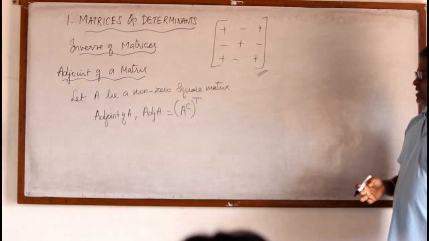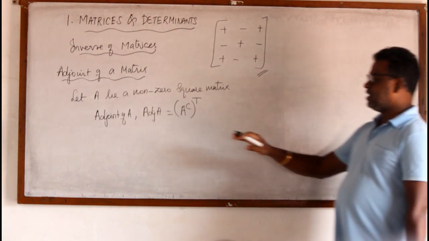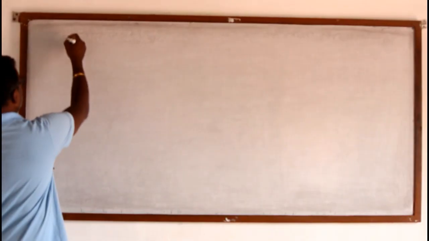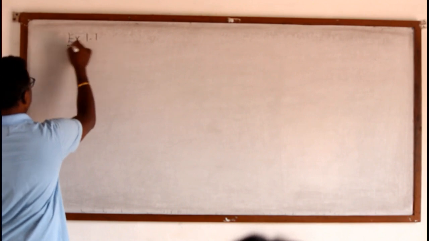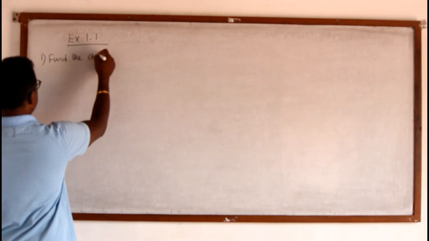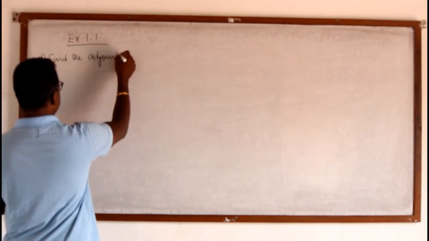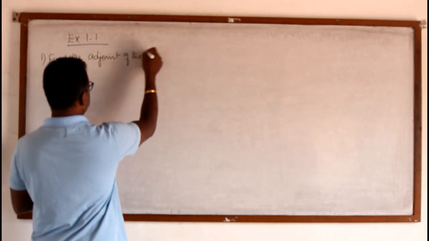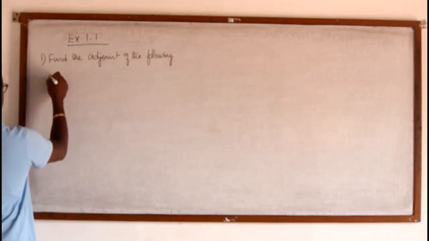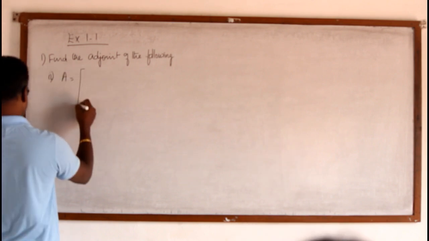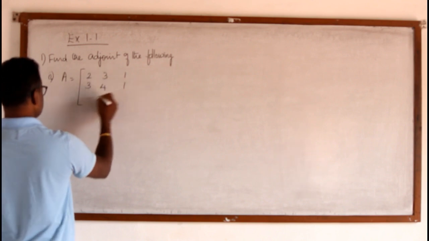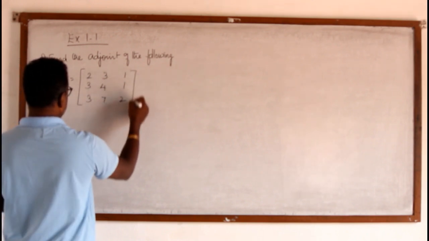I'll straightly go to the exercise problem and I'll tell you how to find out adjoint of a matrix by taking the exercise problem. So exercise 1.1. First problem. Find the adjoint of the following. I'll do the second problem first. A equal to 2, 3, 1, 3, 4, 1, 3, 7, 2.